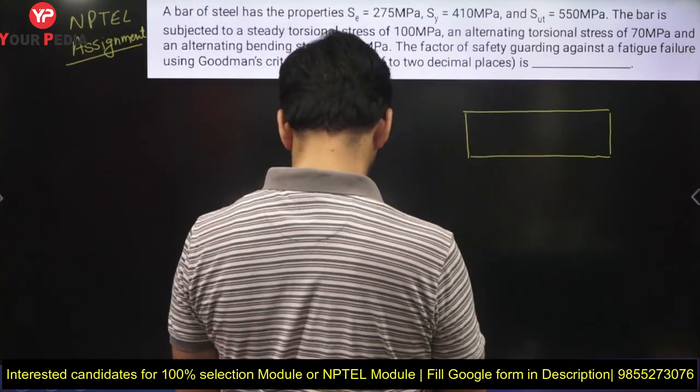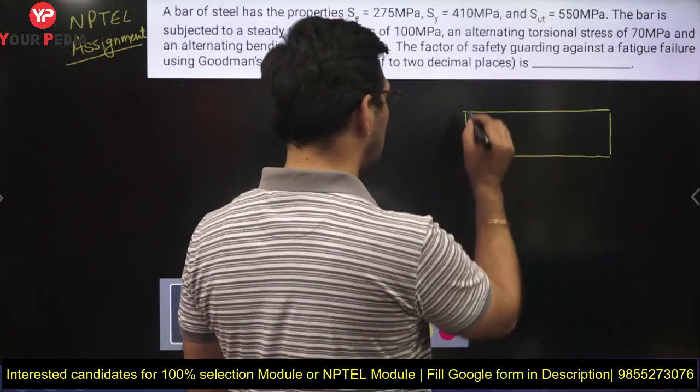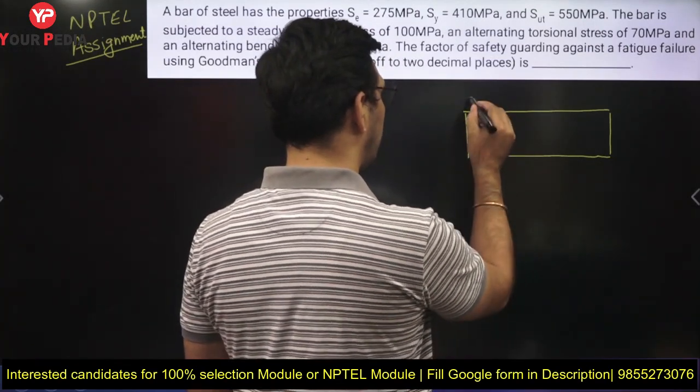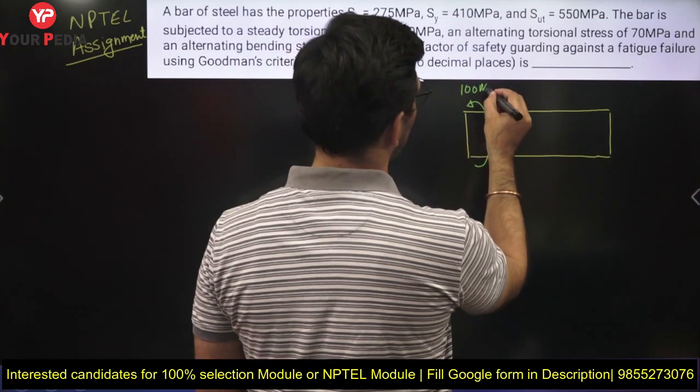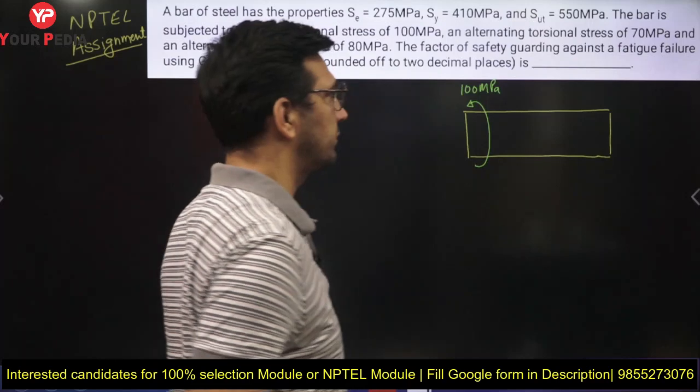What I am showing with different colors: at one end, the 100 megapascal is the torsional shear stress which is steady in nature.